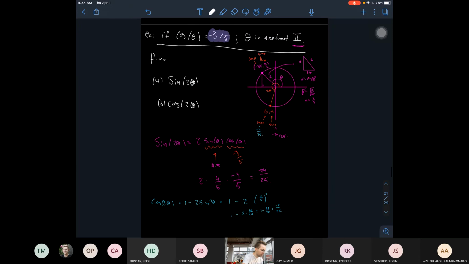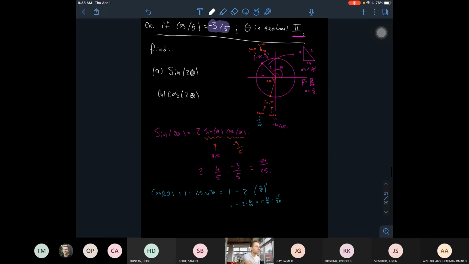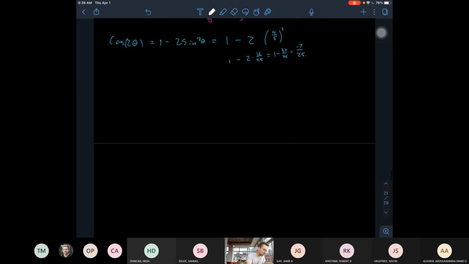Okay, so let's see here. How can I come up with another problem for the double angles? Maybe I'll use a problem from the book. Yes. Okay, we'll do this one.